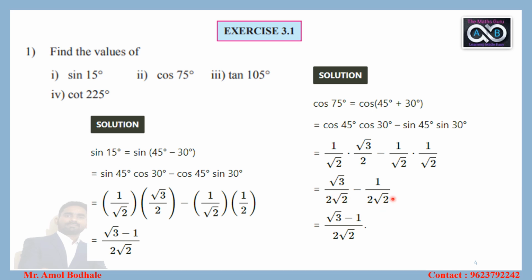Now as the denominators are the same, we can combine the numerators, that is root 3 minus 1 upon 2 root 2. So we get that cos of 75 degree is the same as sine 15 degree, that is root 3 minus 1 upon 2 root 2. How is it possible? Because we know sine theta is the same as cos of 90 minus theta, or cos theta is the same as sine of 90 minus theta. That is why sine 15 degree and cos 75 degree are both the same.